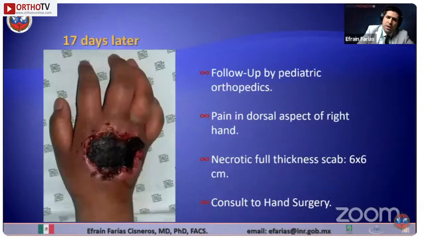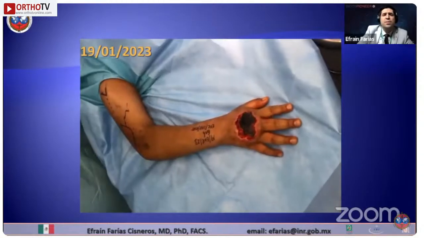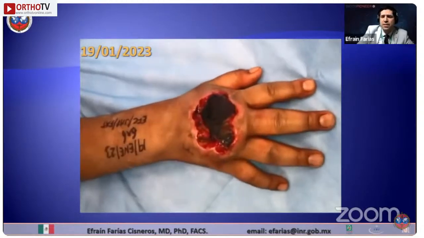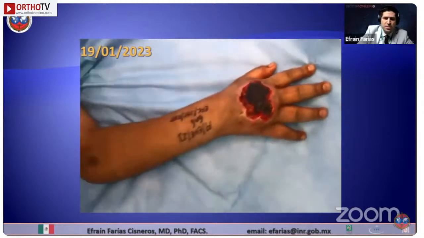In this case, an 11-year-old male sustained a crush injury diagnosed as a closed fascial injury. 2 weeks later, he developed a full thickness necrosis of the skin of the dorsum of the hand, measuring 6x6 centimeters. An ipsilateral lateral arm free flap was planned for immediate coverage, as we can see in this video.